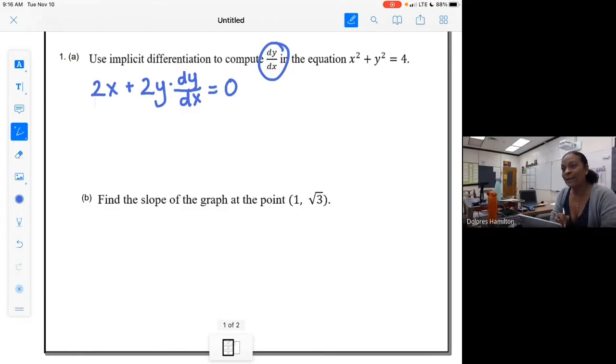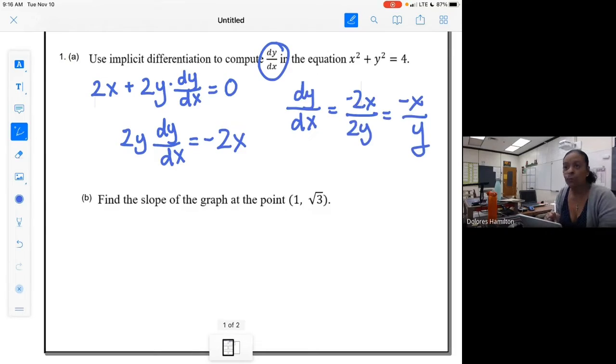I'm still looking for dy/dx. I still want to get dy/dx by itself, because that's the slope. So our next step is to subtract the 2x. And lastly, we divide by 2y and clean it up. So we end up with dy/dx equaling negative x over y. The biggest difference here is that the derivative doesn't just depend on x. If I want to find the slope of the tangent line at some point, I'm going to need both the x and the y value to compute that.